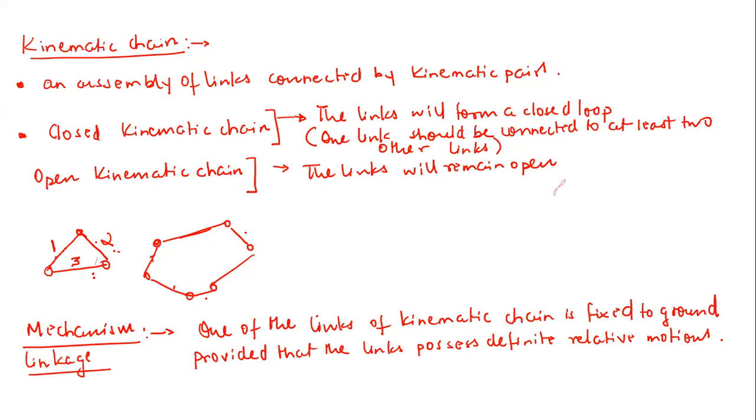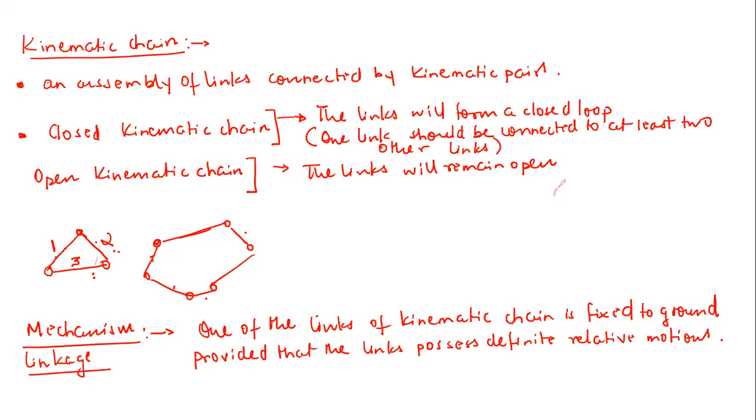So they cannot move in an arbitrary manner. If they are moving in a random or arbitrary fashion, then we cannot say that this will be a mechanism or a linkage. So two criteria should be satisfied. To call a kinematic chain a mechanism, first of all, one of the links of that kinematic chain should be fixed. And the second criterion is that the links should possess definite relative motions with respect to each other, right?